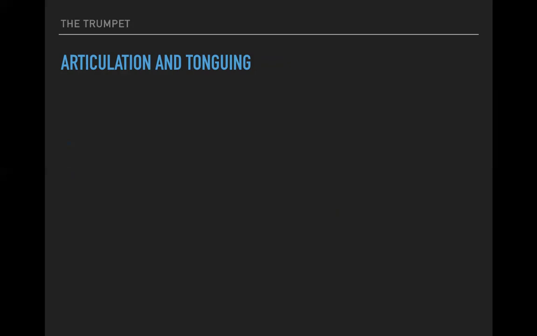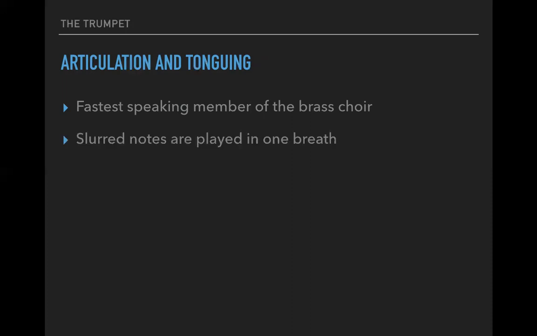In terms of articulation and tonguing, it is the fastest speaking member of the brass choir. Compare this with the French horn. The French horn tends to be rounder, has a slightly slower attack. It has more tubing to get through the instrument to your ears. The bell is also faced the other direction. With the trumpet, the bell is faced directly at the audience, or at least in their direction. Okay, it tends to be a little bit more crisp.